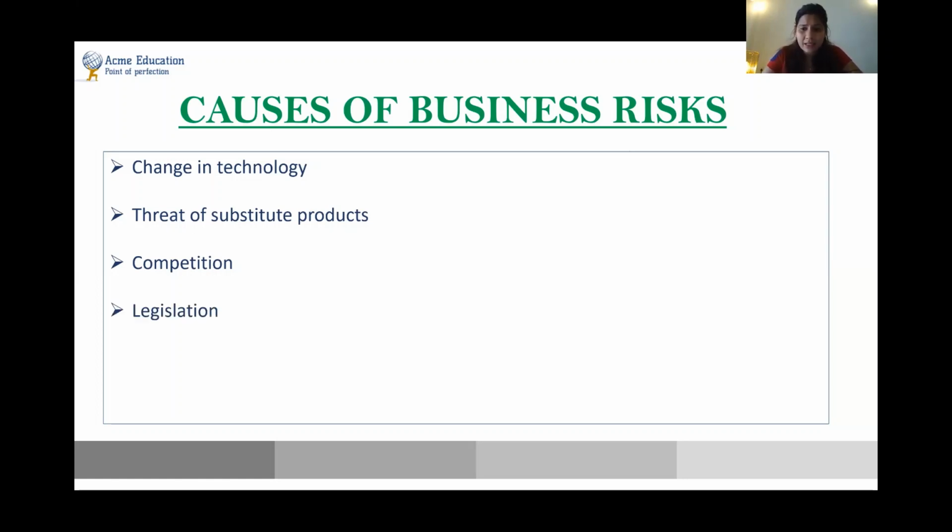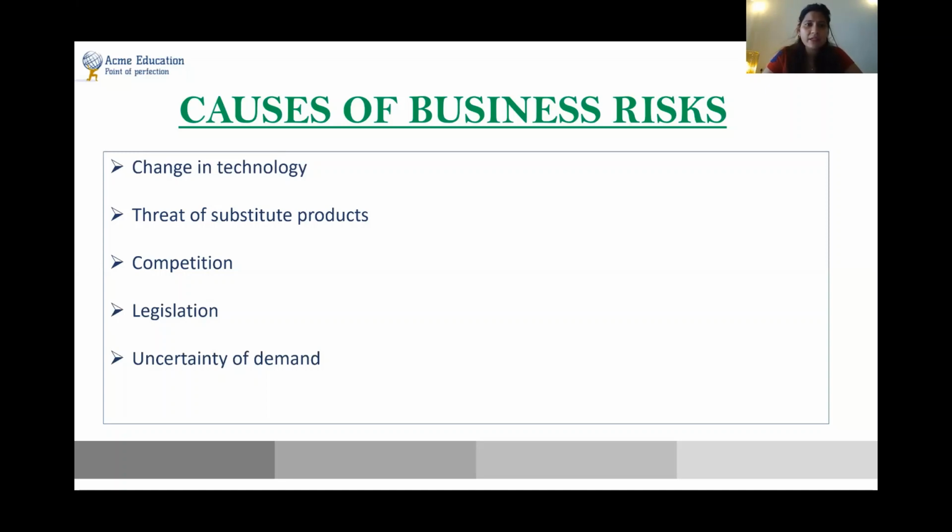Next is the legislation, which means the laws which are framed by the government. If the government changes the policies, then you have the risk or the chance that your business might suffer because of it. Next is the uncertainty of the demand, which means that people might demand certain goods in a specific season or at a specific period of time, but then they won't demand certain goods if they are not in need of them, or if the fashion changes or the taste of the person changes.